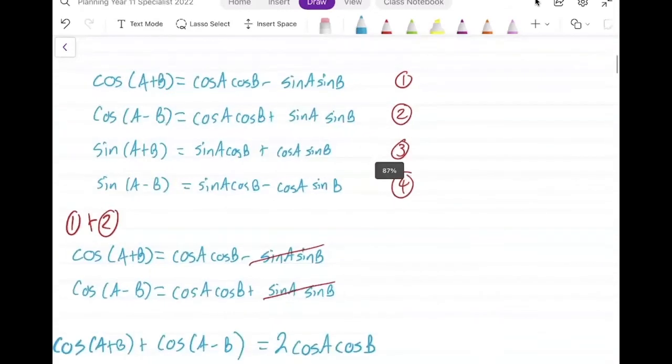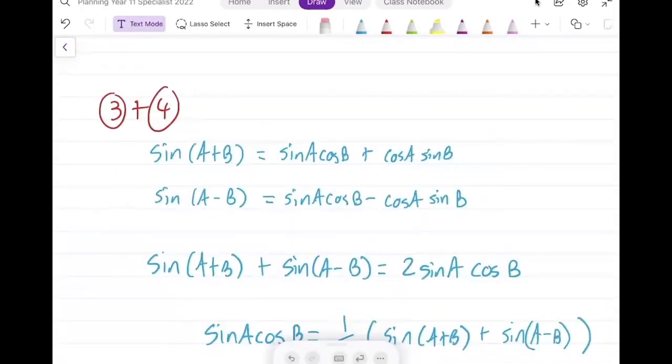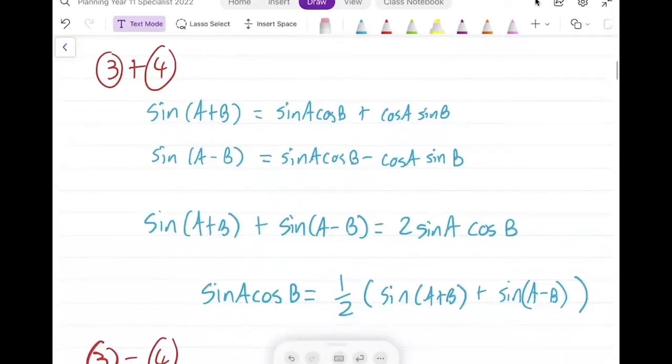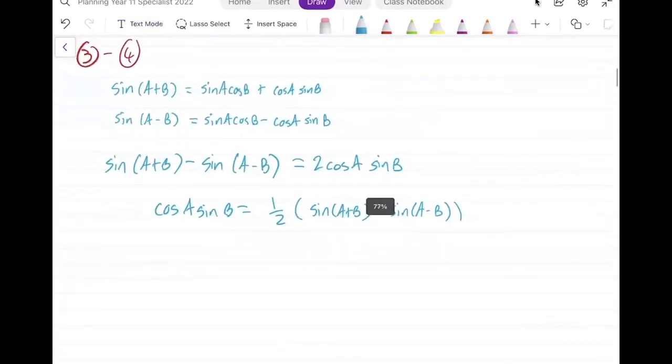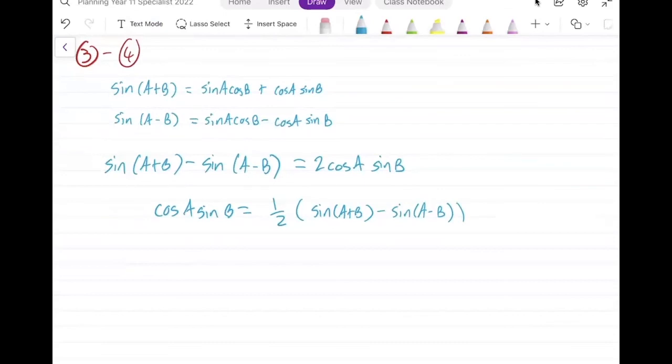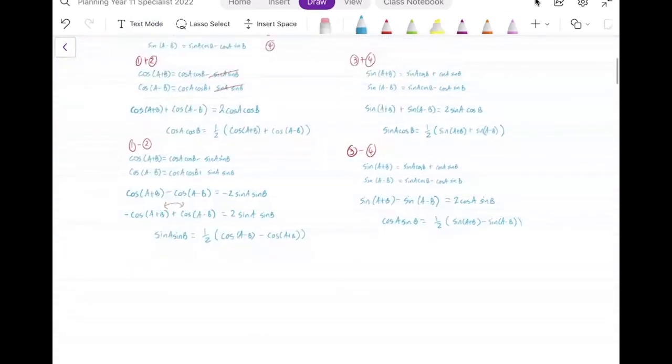Now I'm going to do the exact same thing to 3 and 4 and get my other two equations. So if I do 3 plus 4 and I follow it through, I wind up with sine A cos B is equal to 1/2 sine(A plus B) plus sine(A minus B). And my final identity is going to be cos A sine B is equal to 1/2 sine(A plus B) minus sine(A minus B). So that is where those four identities come from.